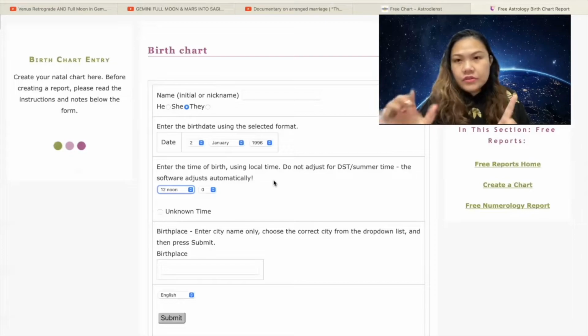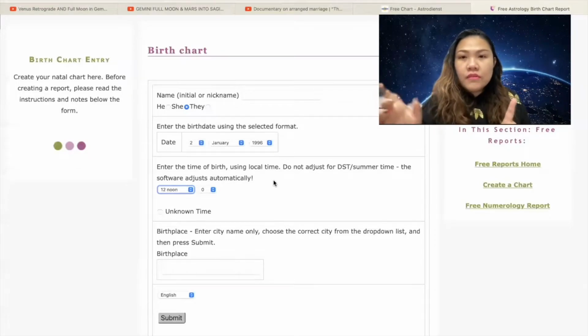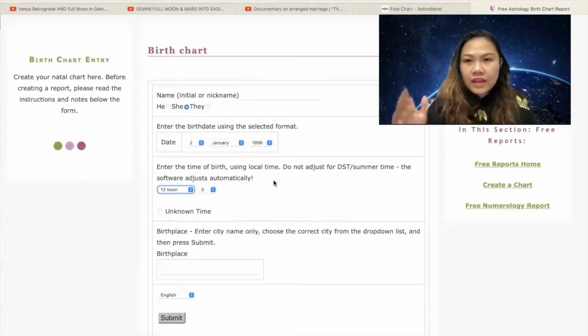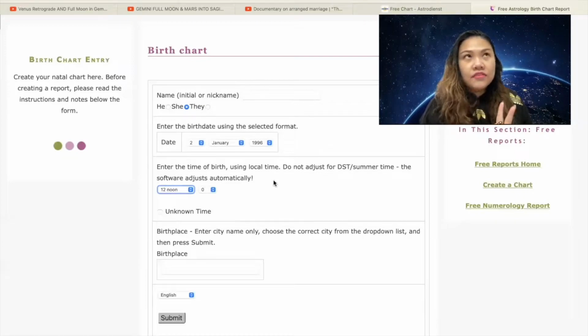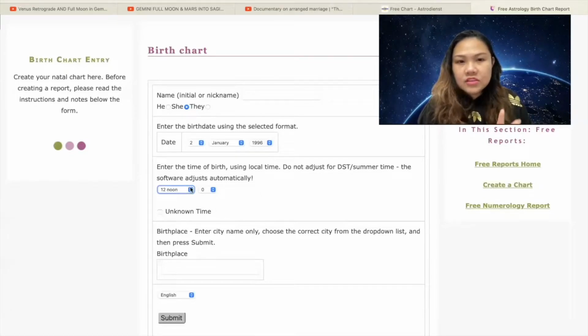Government, every country already puts the exact time when you were born. But if you don't have it, there are some people who don't, the only way is to go and ask around, officially your mother, your father, and other family members. Then you put it here, for example, I just put noon.